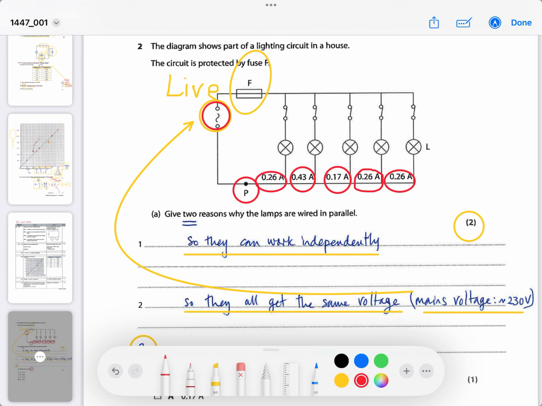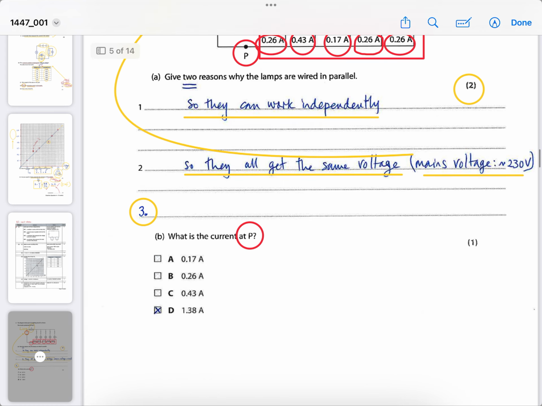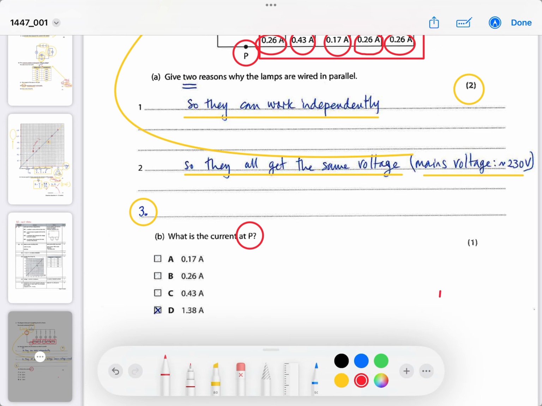Yeah, so you can work out that when the current goes back to P, all of these currents that go through each of the paths will add up, will be the addition of all of these values. So that's what the current at P will be equal to. And if you add up those numbers, it must be D. You'll get 1.38. Okay? All right.